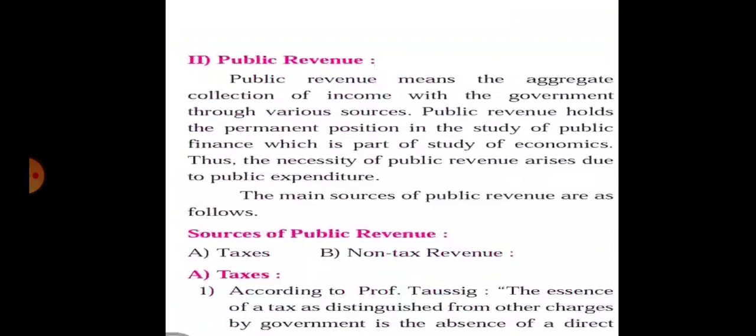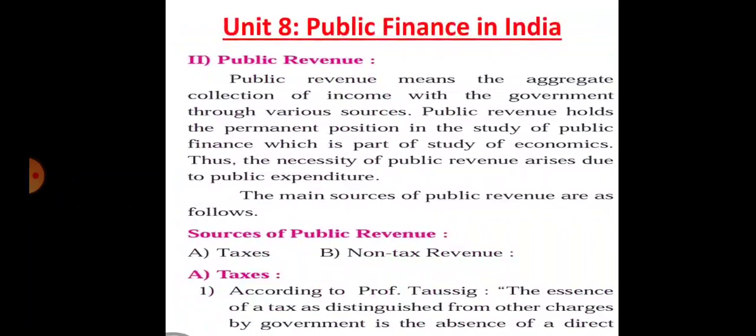Public Finance. This is the 8th chapter as per the 12th standard syllabus, Public Finance in India. In the last video, we discussed public expenditure, and today we discuss public revenue, the second part of the components of public finance. Public revenue means the aggregate collection of income by the government through various sources. It holds a permanent position in the study of public finance, which is part of the economy.